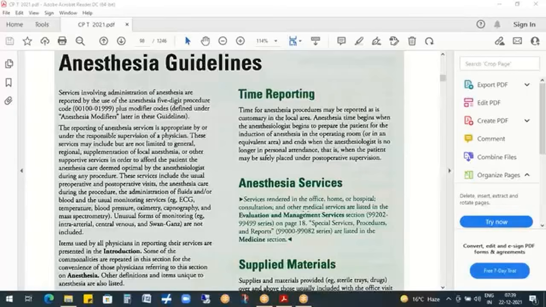Second point. Anesthesia code range. Next one. Types of anesthesia. Next point.